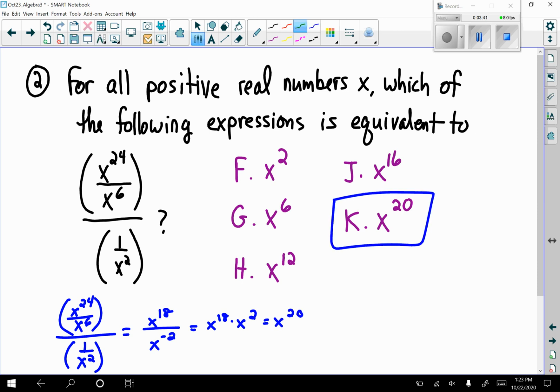Or, if I go back to this step, x to the 18th over 1 over x squared, I'm dividing by a fraction, so it means I want to multiply by the reciprocal. In other words, I can multiply this by x squared over 1, and then this by x squared over 1. So these are gone, and I'm left with x to the 18th times x squared, which is also x to the 20th.